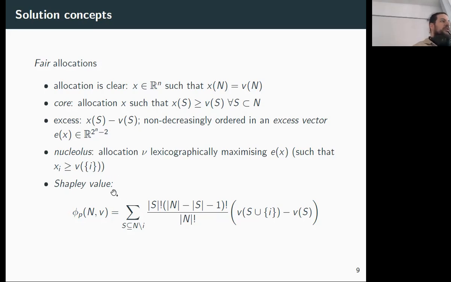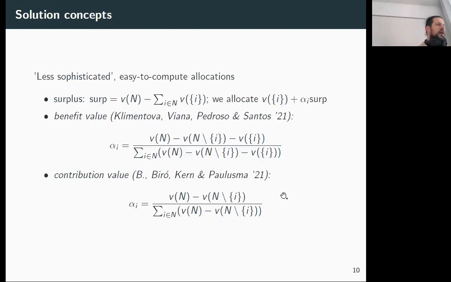We can be interested in the Shapley value as well as a fair allocation, which is nothing else than the expected value of the marginal contributions of a player joining a coalition that she is not a member of. These are well known and what I would call, at least today, the sophisticated allocations that we could be interested in.